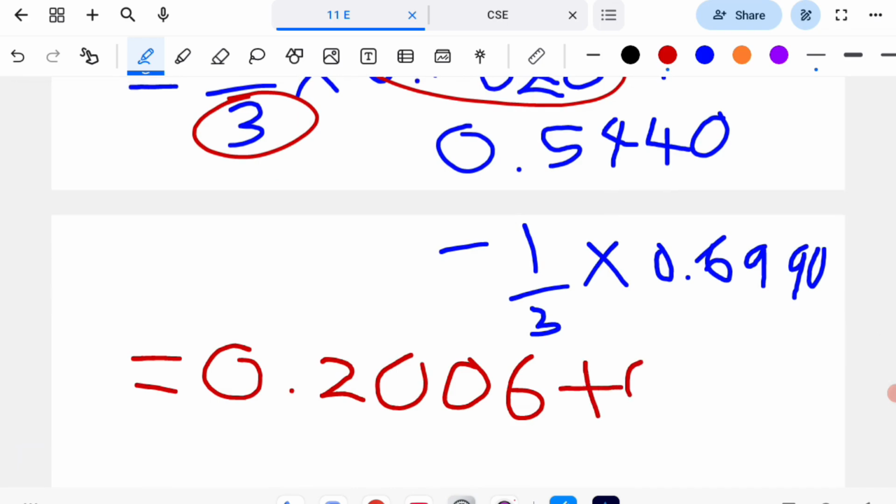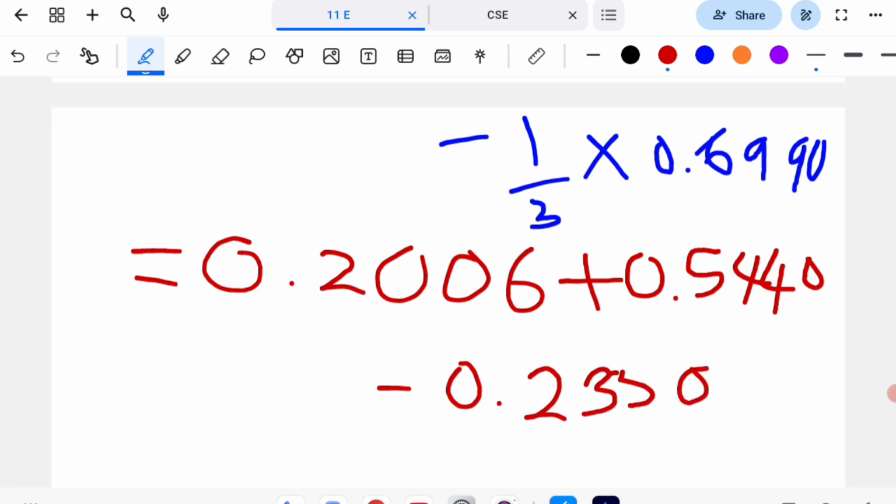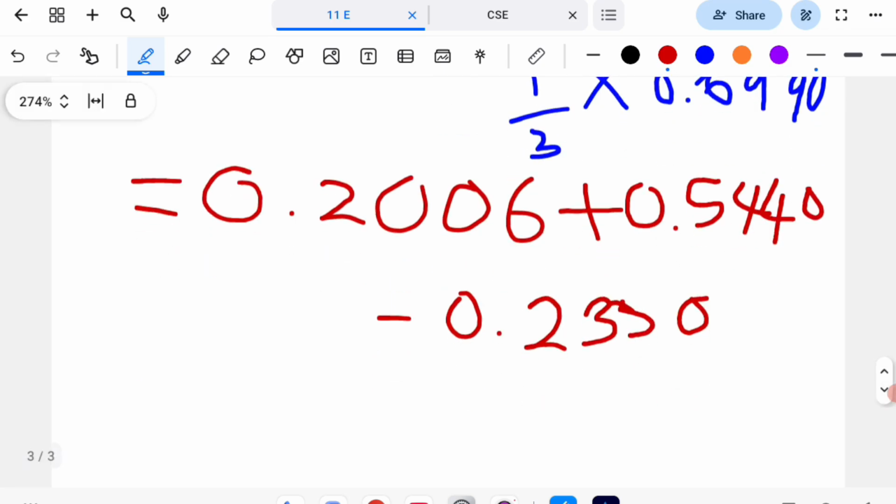Plus 0.5440 minus 1 over 3 of log 5, again we can divide it. 0 divided by 3, 0. 0.6 divided by 3, 3. 9 divided by 3, 3. 6 divided by 3, 2. 9 divided by 3, 3. 3, 0. Then we can add the first two terms.